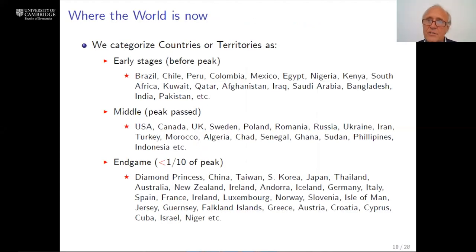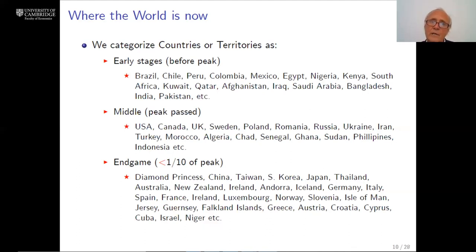Okay, so as I said at the beginning, we've applied this for 200 countries and territories around the world. It's important to note that countries are at different stages in this epidemic. So we list what we classify as the early stages, which are countries that have not yet reached the peak. There are a lot of countries from Latin America there, countries from Africa, from the Middle East, and from South Asia.